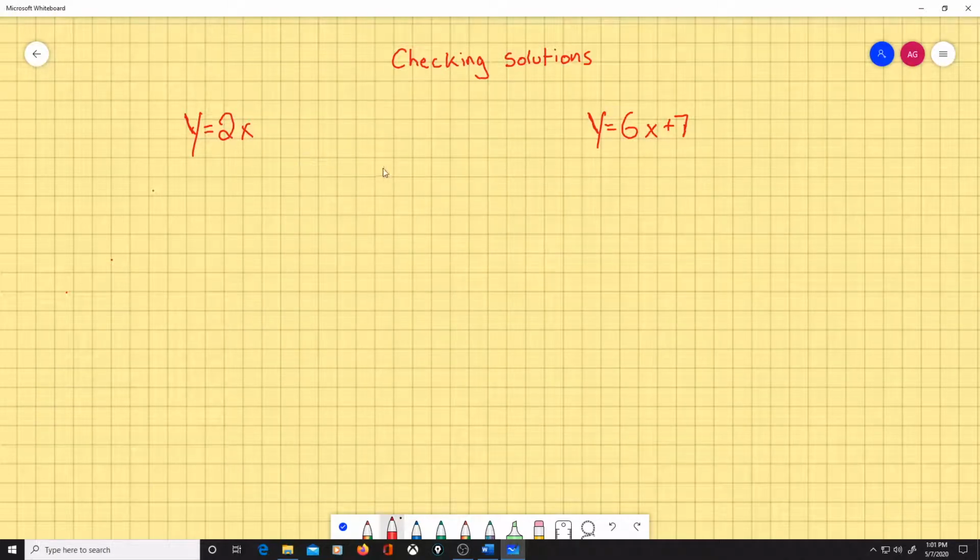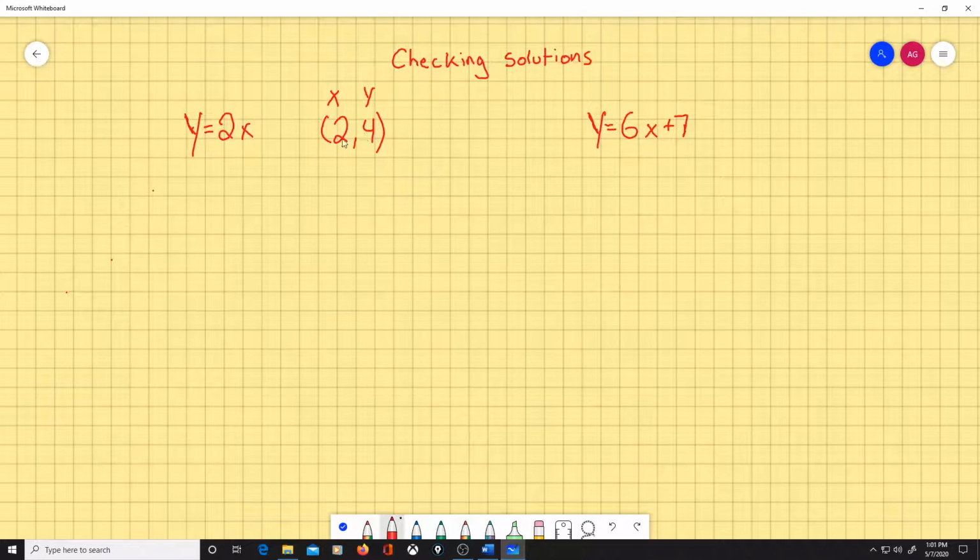This time I want to talk about how we can check coordinate pairs to see if they are a valid solution to our equation. So let's say we're given this equation y equals 2x and somebody says, is (2, 4) a valid solution for this equation? Now we've got to remember this is an xy pair, a coordinate pair. And so we can check this in a couple of ways.